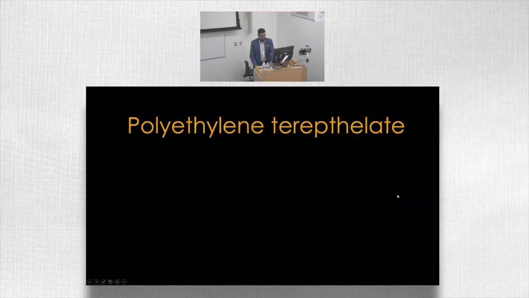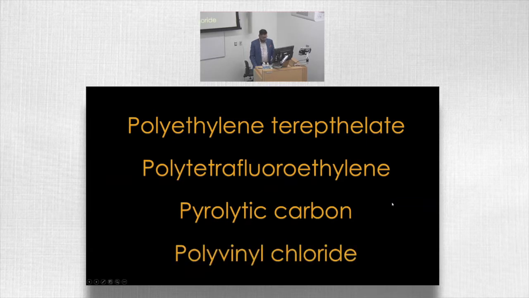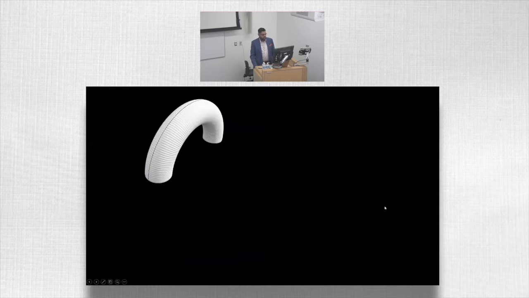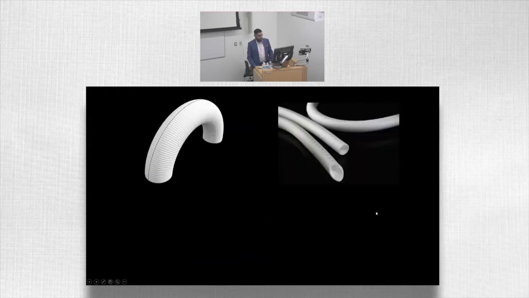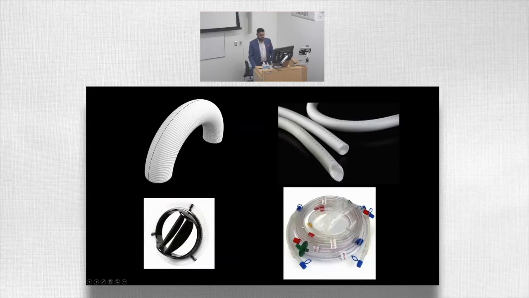So polyethylene terephthalate, polytetrafluoroethylene, pyrolytic carbon, polyvinyl chloride. These names may sound unfamiliar, but if you work with cardiovascular disease, then you might know them by another name. Polytetrafluoroethylene is Teflon conduit. Polyethylene terephthalate is Dacron. Pyrolytic carbon is the substance that makes up mechanical heart valves. And polyvinyl chloride is the tubing for ECMO and bypass circuits.